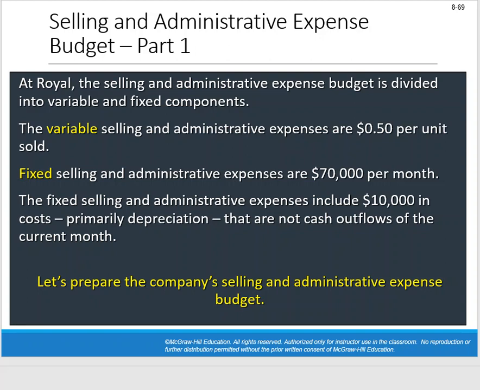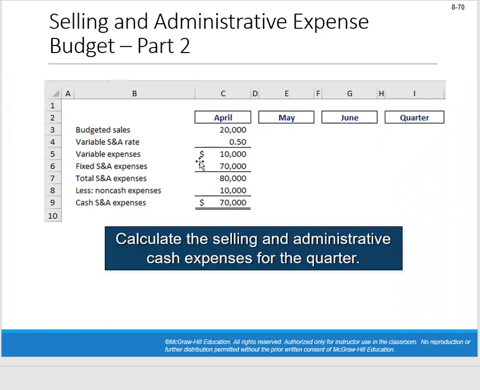So let's do our selling and admin expense budget. So in April, we've got 20,000 units times 50 cents each, and our variable selling and admin expense should be 10,000. Our fixed selling and admin is another 70,000. So total in terms of our expense would be 80,000. But for cash flow purposes, we subtract 10, and our cash outflow for selling and admin is only 70,000.